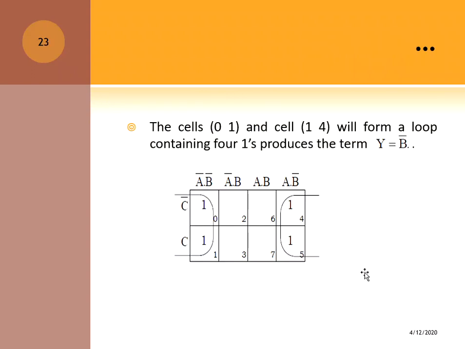Similarly for this one, you can have a loop of 4 cells. This one on your left, you have A bar dot B bar, and for this one, A dot B bar. And then all these 4 cells cover C bar and C. So the common term here, we can write it as B bar.